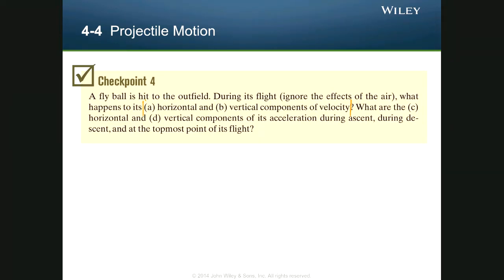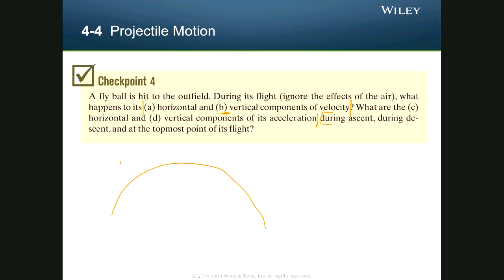And then C and D are the acceleration, and now we have this during. So we want to know what happens to its horizontal and vertical components of its velocity during ascent, descent, and at the top point of its flight. Okay? So we've already looked at a trajectory before. We know that the pop fly ball is going to look something like this. And we've already looked at velocity, right? The horizontal and vertical components. So we'll actually do part B first, right?